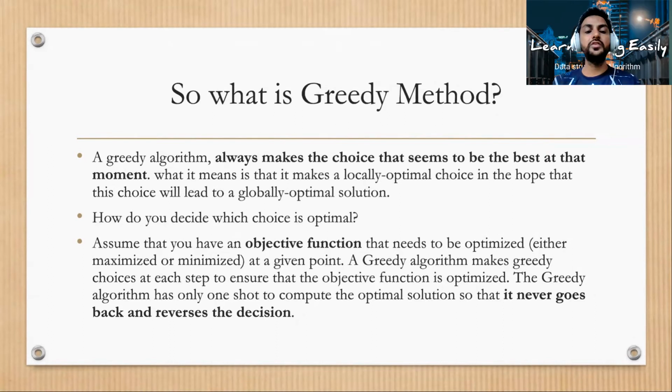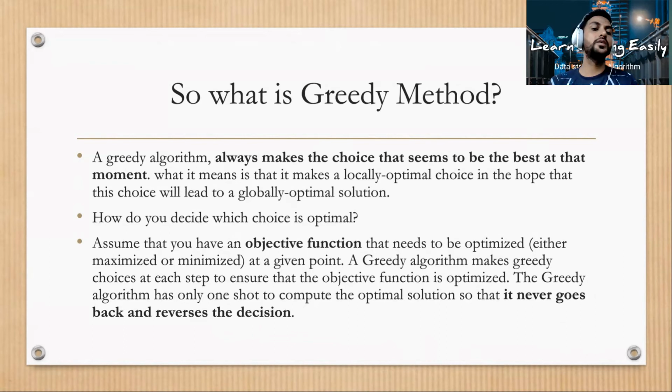So what is a greedy method? A greedy algorithm always makes the choice that seems to be best at the moment. What it means is that it makes a locally optimal choice in the hope that this choice will lead to a globally optimal solution. Not clear? Don't worry, I will explain with a simple example.